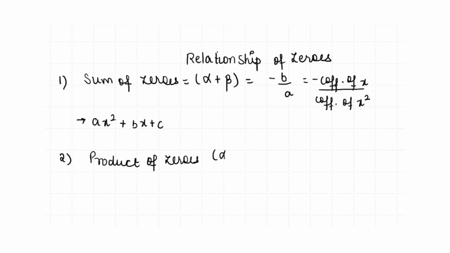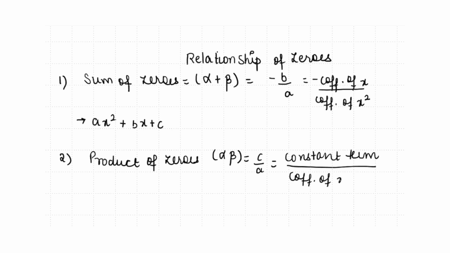Product of zeros, alpha and beta, is written as c upon a, where c is referred to as the constant term of the algebraic expression, and that should be divided by the coefficient of x square.